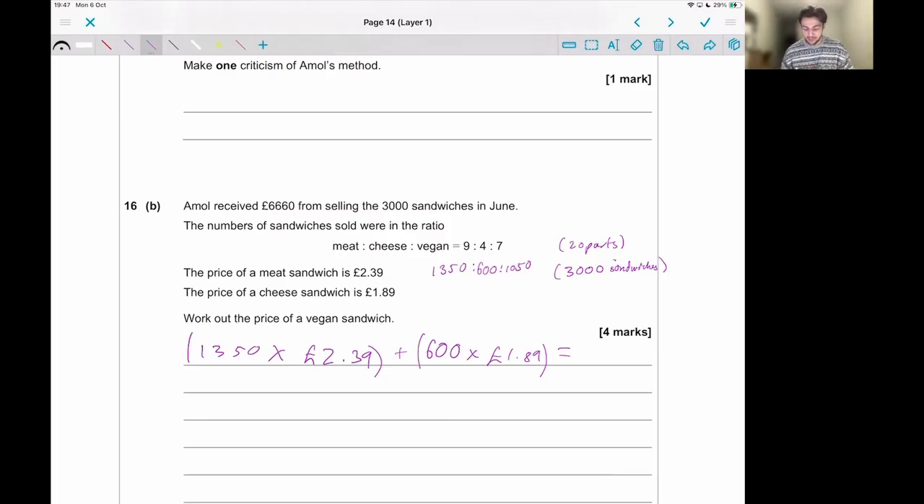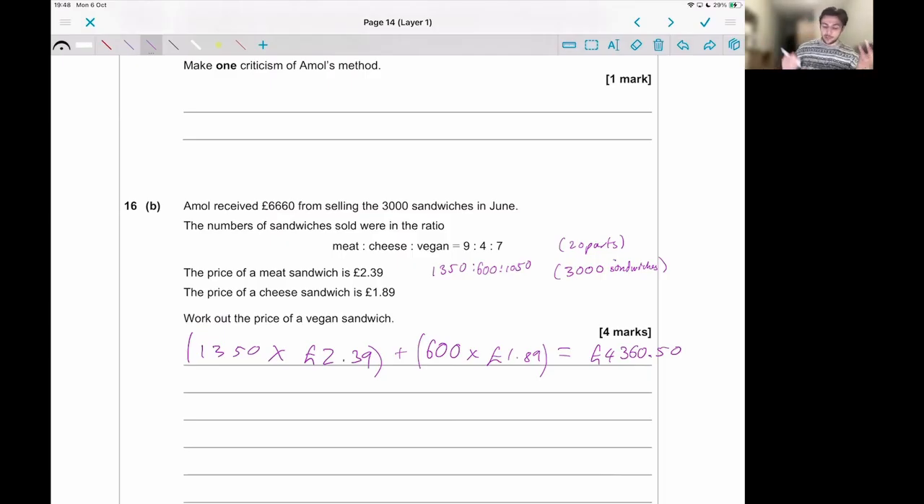I haven't actually worked this out in advance, so I'm going to do it in my calculator now. 1350 times 2.39 plus 600 times 1.89. That is £4,360.50.